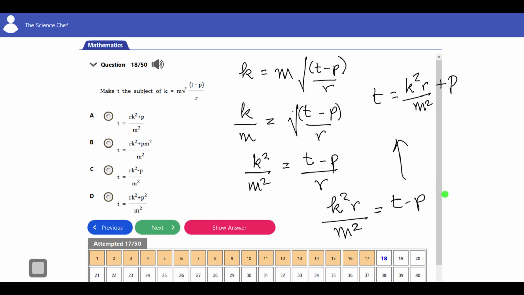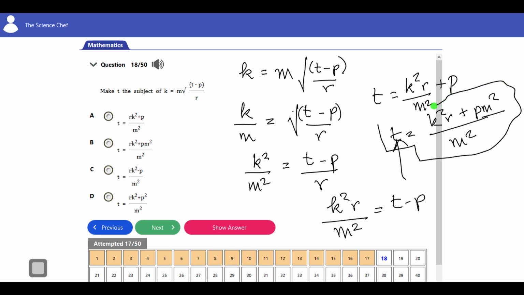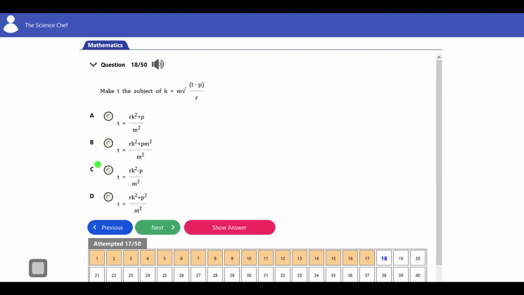So here, find the LCM. This will be m squared into k squared r plus p m squared. So t is equal to k squared r plus pm squared all over m squared. That should be option B. T is equal to r k squared plus pm squared all over m squared. Yeah, that's option B.